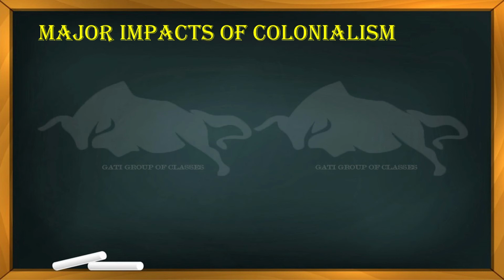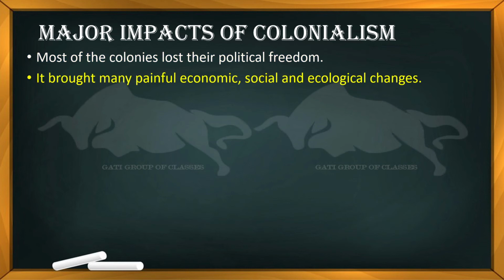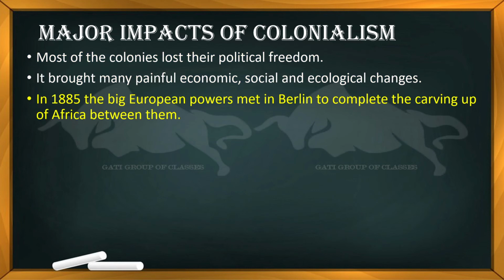So what were the major impacts of colonialism? Most of the countries just lost their political freedom, and many changes were there. In 1885, many of the European powers met in Berlin and divided up the whole of Africa between them. Why? What was the reason?